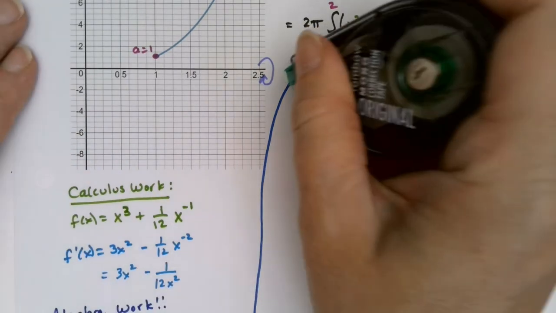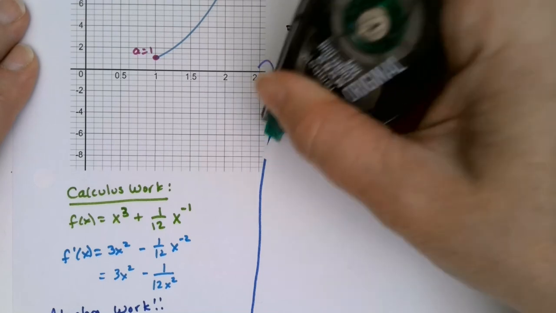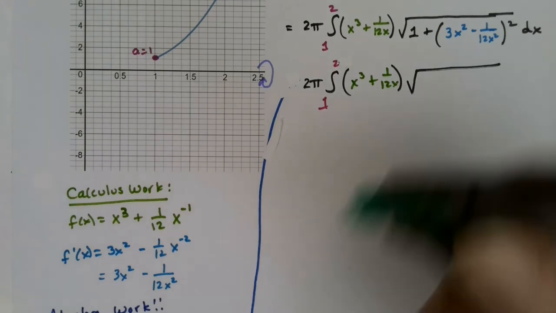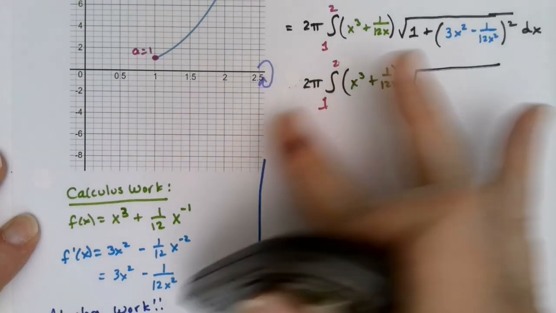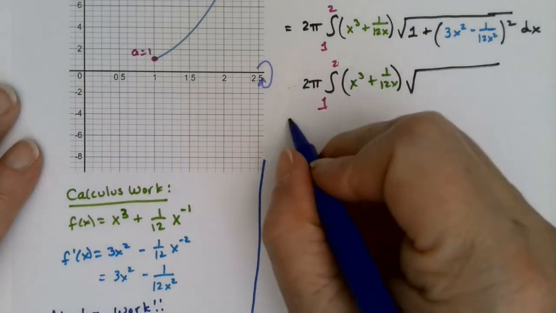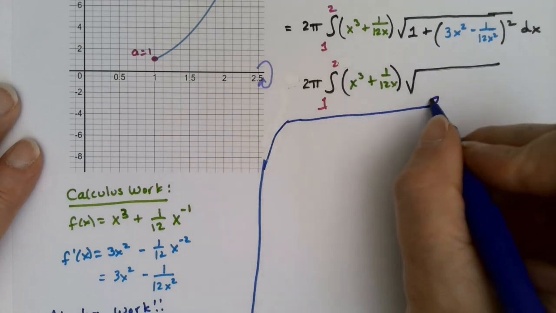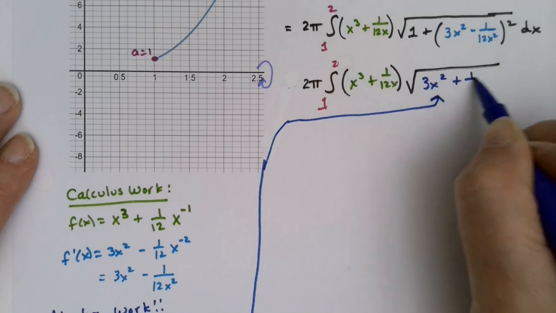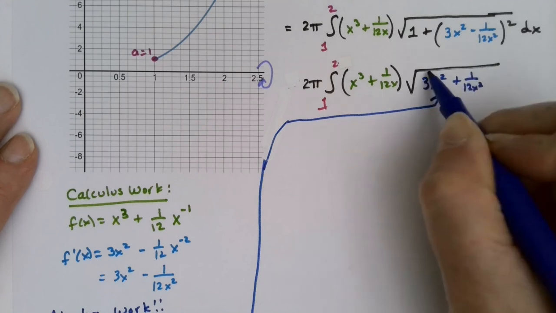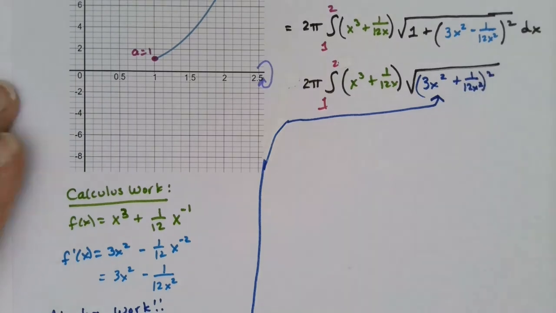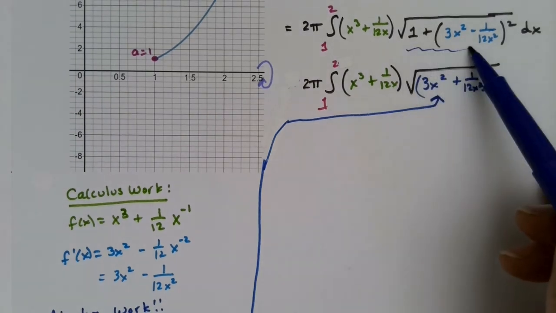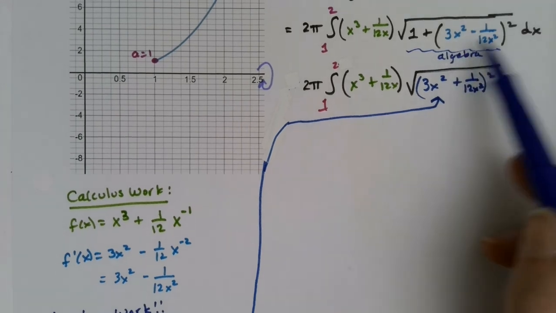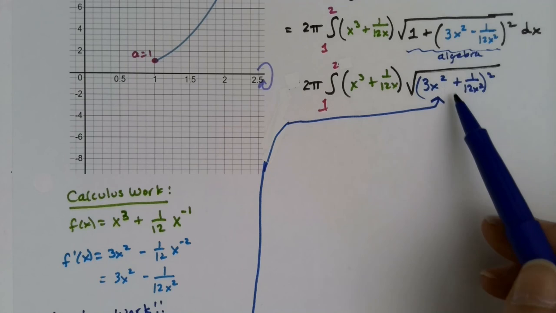So I guess if I wanted to put my arrows to be a bit more precise. I just ruined my whiteout. There we go. I can make it go right back in here. And then that becomes 3x squared plus 1 over 12x squared, all squared. Right? I combined what this was with algebra. Distributed, combined like terms, and then refactored it.